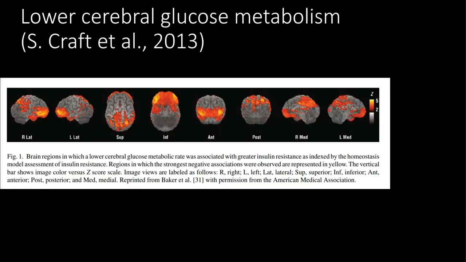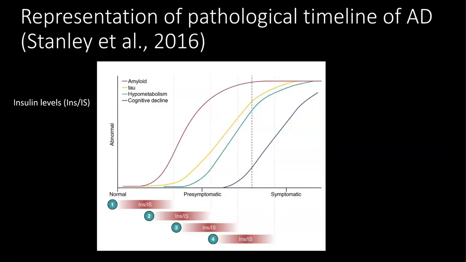So here's a picture of images of brains that have lower cerebral glucose metabolic rate that are associated with greater insulin resistance. And here's a representation of a pathological timeline of Alzheimer's disease. If you note here, they actually don't know when the insulin levels start to change in the progression of Alzheimer's disease. They just know that there is a correlation of insulin levels in Alzheimer's disease.